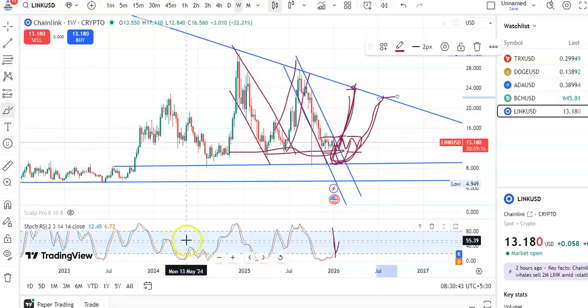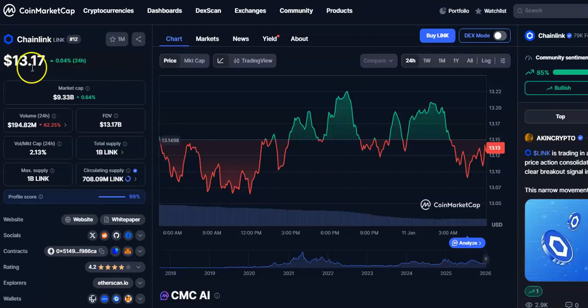Okay, so now we'll talk about other details about this cryptocurrency. Like you can see the current price is $13.17. It is up by 0.64%. Rank is around 12. Around 1 million users are following this cryptocurrency. Market cap is $9.33 billion, and the volume in 24 hours is $194.82 million. It is down by 62%, and the maximum supply is 1 billion link coins, and total supply is 1 billion link coins, and the circulating supply is 708.09 million link coins.